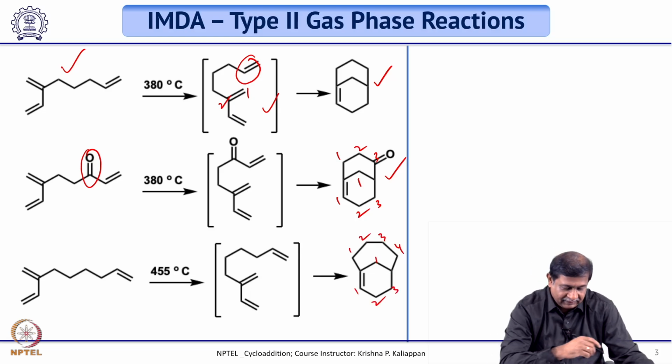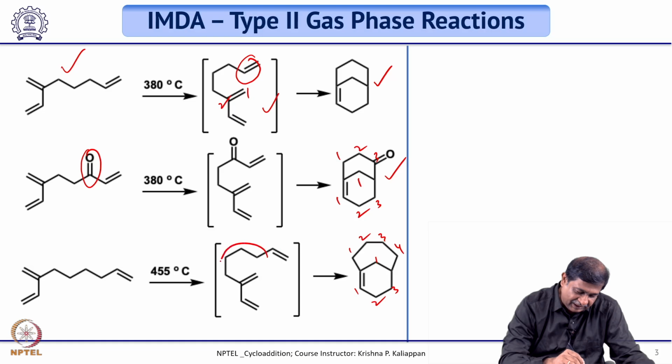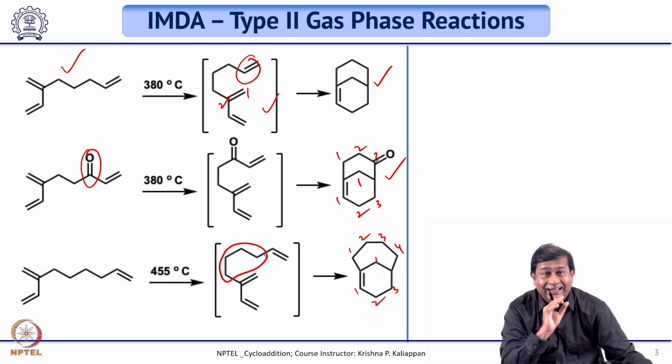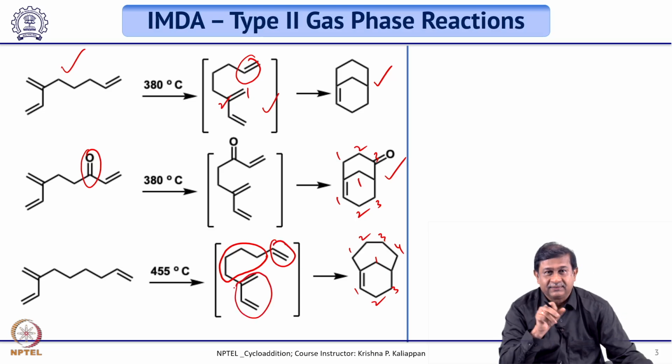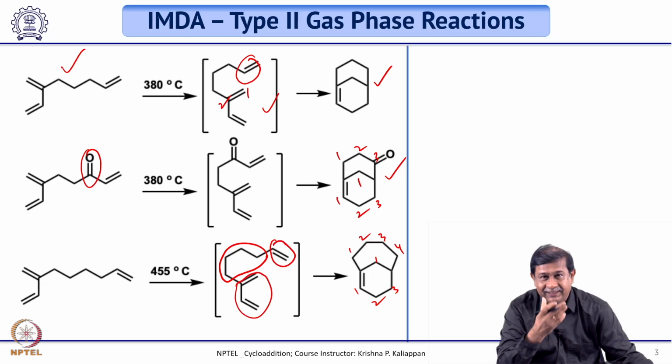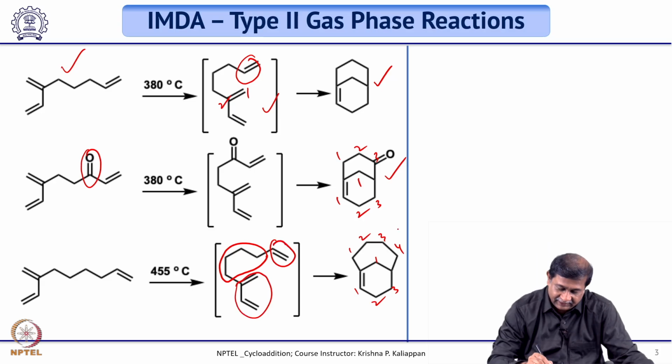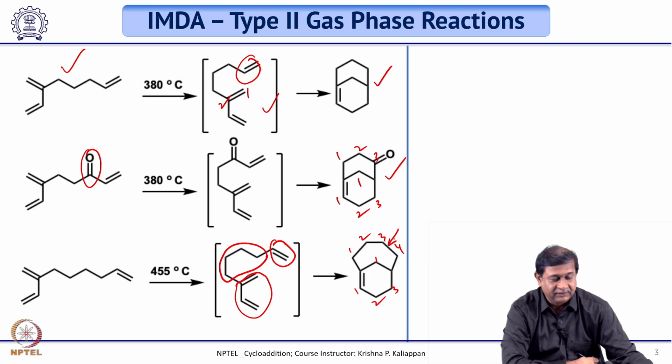So depending on the tether, which we normally call a tether or linker, connecting the dienophile and the diene, the tether determines the ring size of the newly formed bicyclic compound. Okay. So this was earlier done after the serendipitous observation of type 2 IMDA Diels-Alder reaction. These reactions were carried out by heating under refluxing condition in solvents.